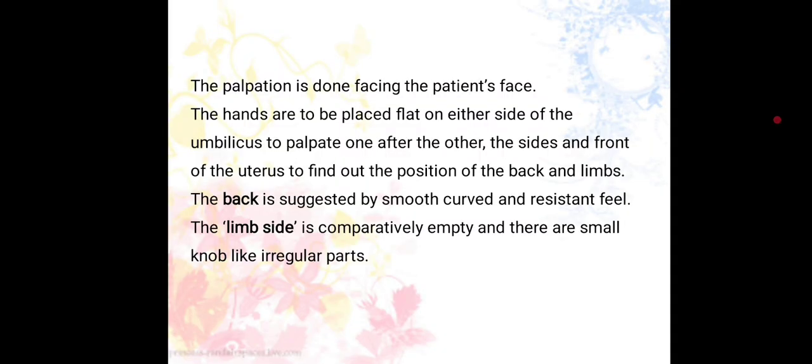For doing the lateral or umbilical grip, you will be facing the patient. Two hands are placed on either side of the umbilicus. One hand will be fixed and the other palpating to determine the fetal back. The back will be smooth, curved, continuous, and has a resistant feeling. The limb side will be relatively empty and contain irregular parts.